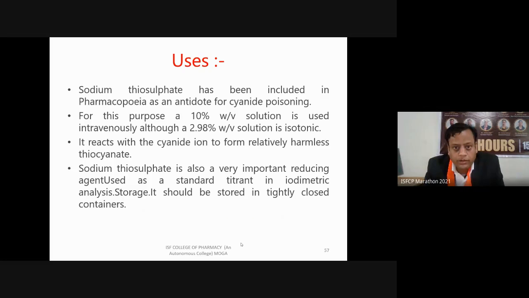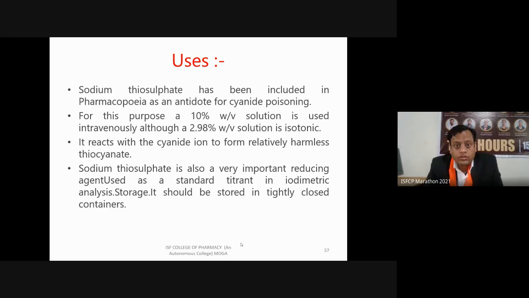Sodium thiosulfate has been included in the pharmacopoeia as an antidote for cyanide poisoning, so it is an important agent used in cyanide poisoning. For this purpose, a 10% weight by volume solution is used intravenously, although a 2.98% weight by volume solution is isotonic. It reacts with the cyanide ion to form relatively harmless thiocyanate. As we discussed earlier, how cyanide poisoning occurs and how sodium nitrite and sodium thiosulfate act.